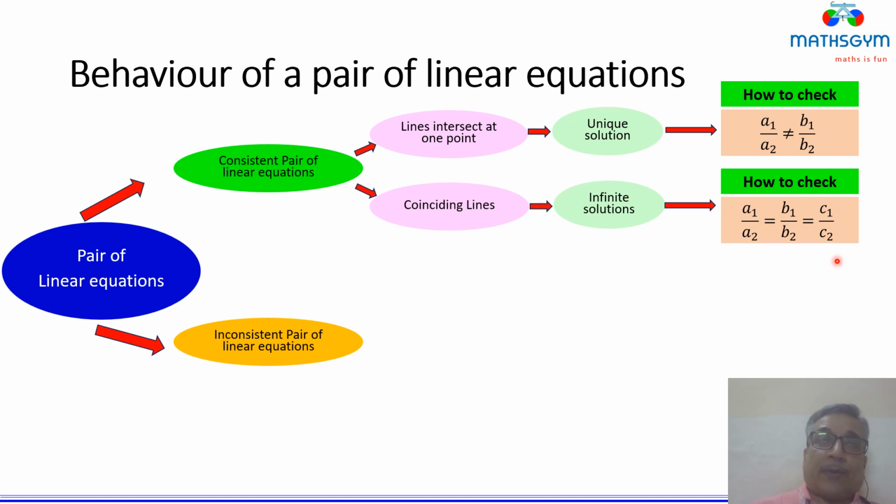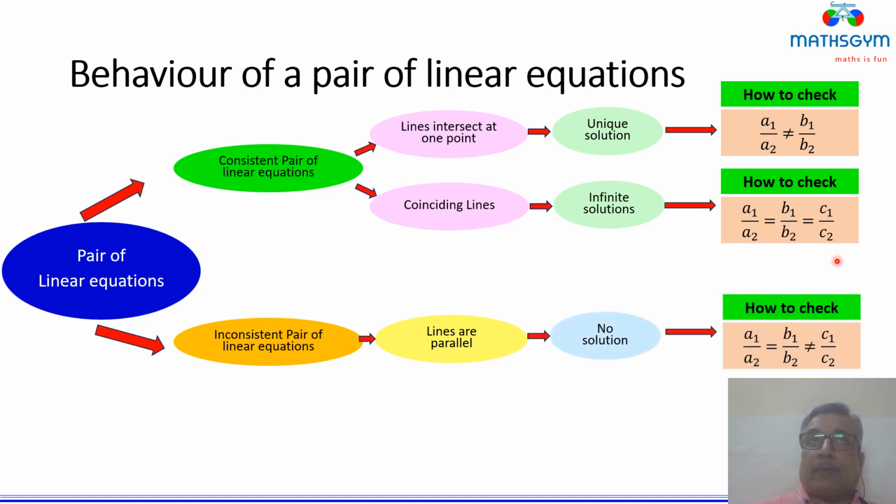And if the pair of equations is inconsistent, it means that the lines are parallel and it doesn't have any solution. And how do you check? a1 by a2 should be equal to b1 by b2, but they both should not be equal to c1 by c2. Now you might be wondering where these a1, a2, b1, b2 and c1, c2 have come from. These are the coefficients of the equation of a line in the standard form. Your standard forms of the equations are a1x plus b1y plus c1 equals 0 and a2x plus b2y plus c2 equals 0.